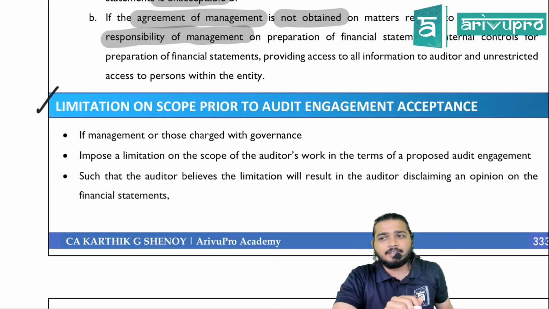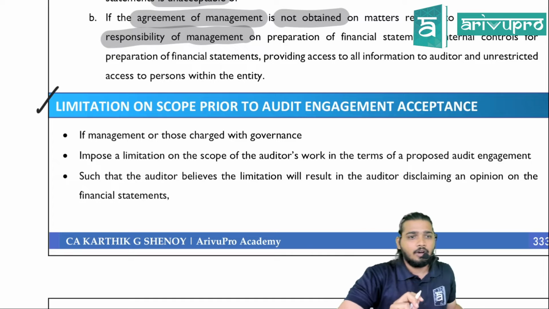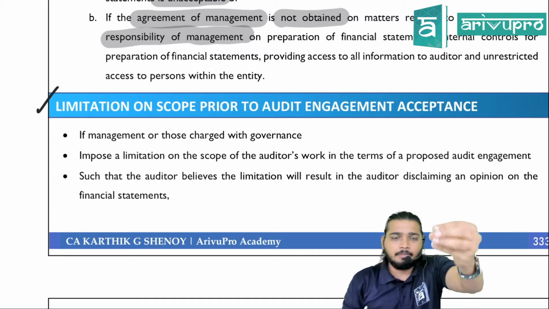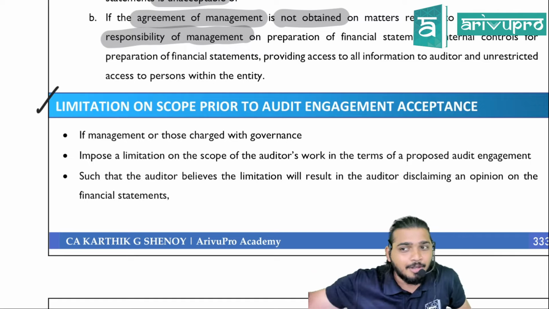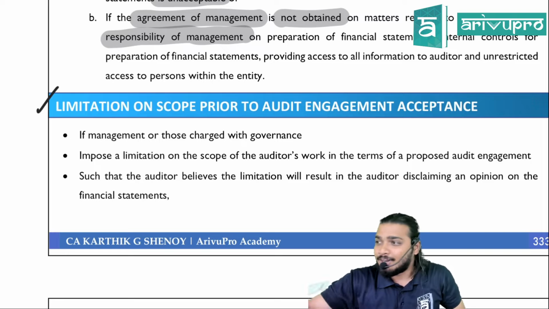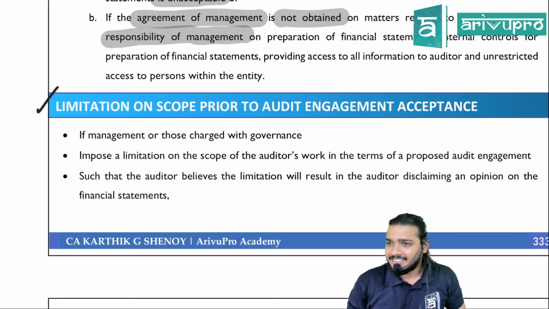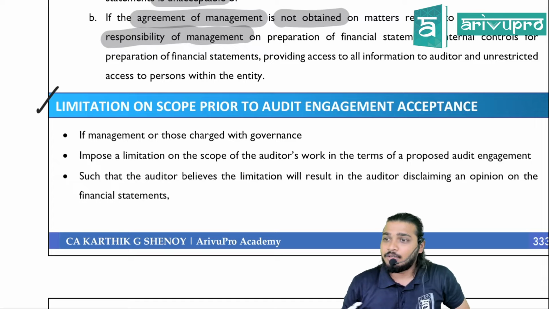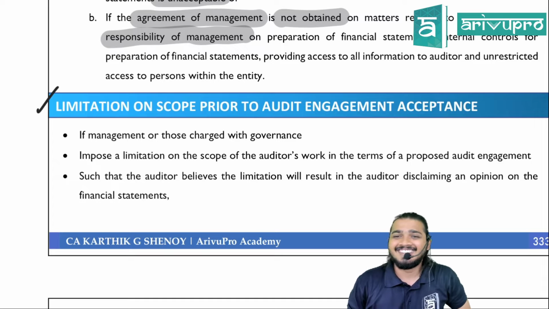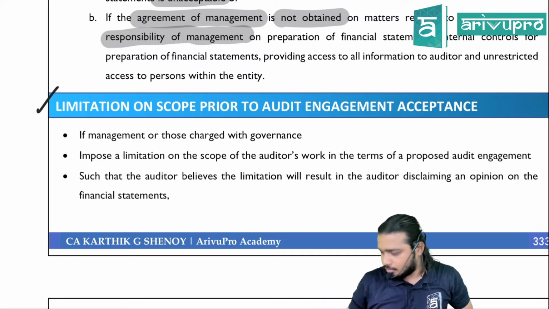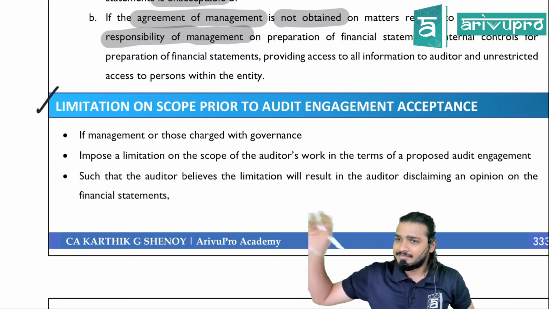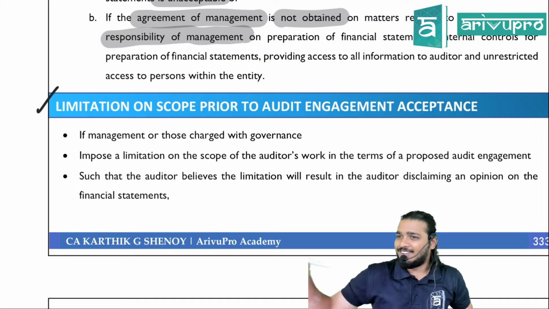Now, the technical example, sir. Imagine Niranjan is the auditor. Before accepting only, management is telling, you can't talk to the debtor, you can't talk to the creditor, you can't talk to the bank manager. Within the entity, you can talk. Now that way your fiancee will tell, you talk to anyone inside the house. You talk to all.